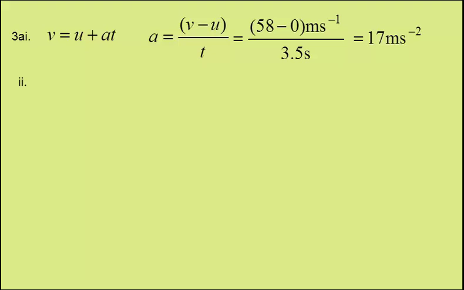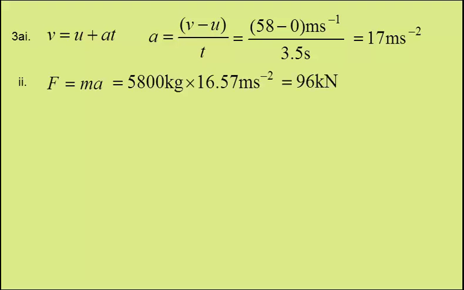In part 2, we need to find the average tension in the cable as the train is accelerated. Well, for this, force equals mass times acceleration, putting in the values, gives 96 kilonewtons.